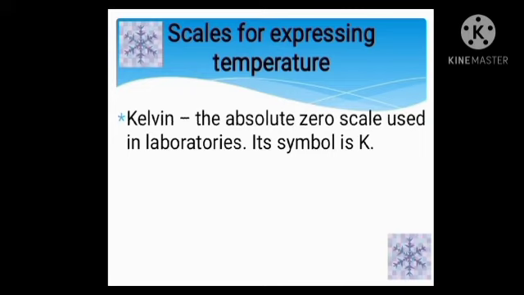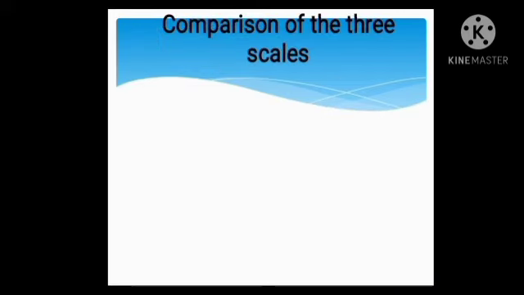So, pagka nagme-measure sila ng temperature, ito yung scale na ginagamit nila, yung Kelvin, kasi merong itong absolute zero value. Unlike dun sa Celsius and Fahrenheit, walang absolute zero na value doon. So, mamaya makikita nyo yung difference ng absolute zero scale. Okay, so comparison of the 3 scales.